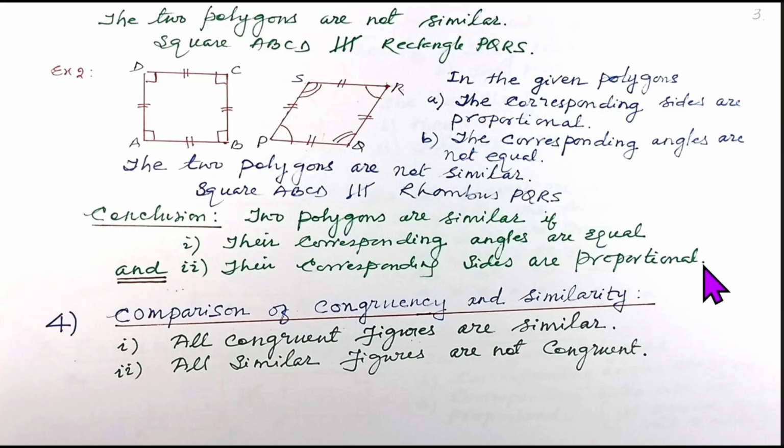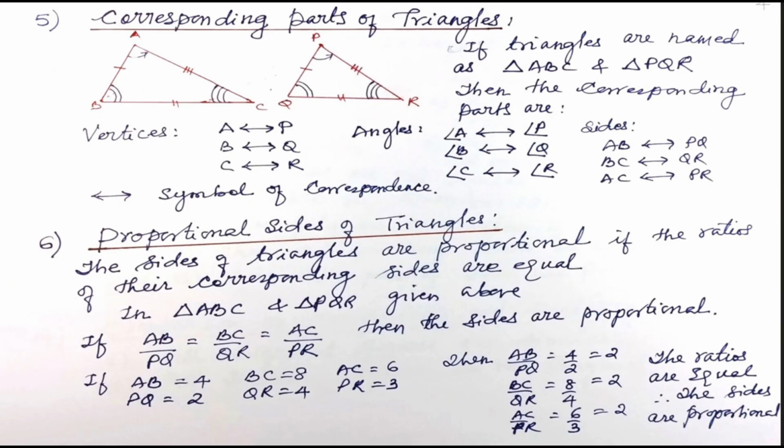Now when we compare congruency and similarity, we find that all congruent figures are similar, whereas all similar figures are not congruent. Remember that. Now, before we start with the basics of similarity of triangles, let us understand some important basics here.